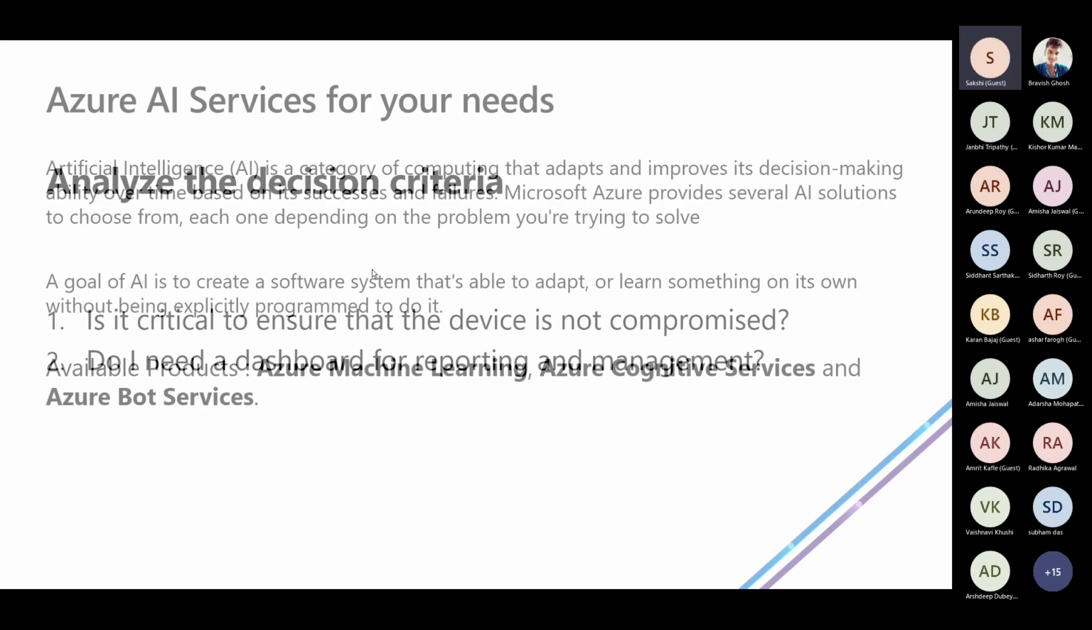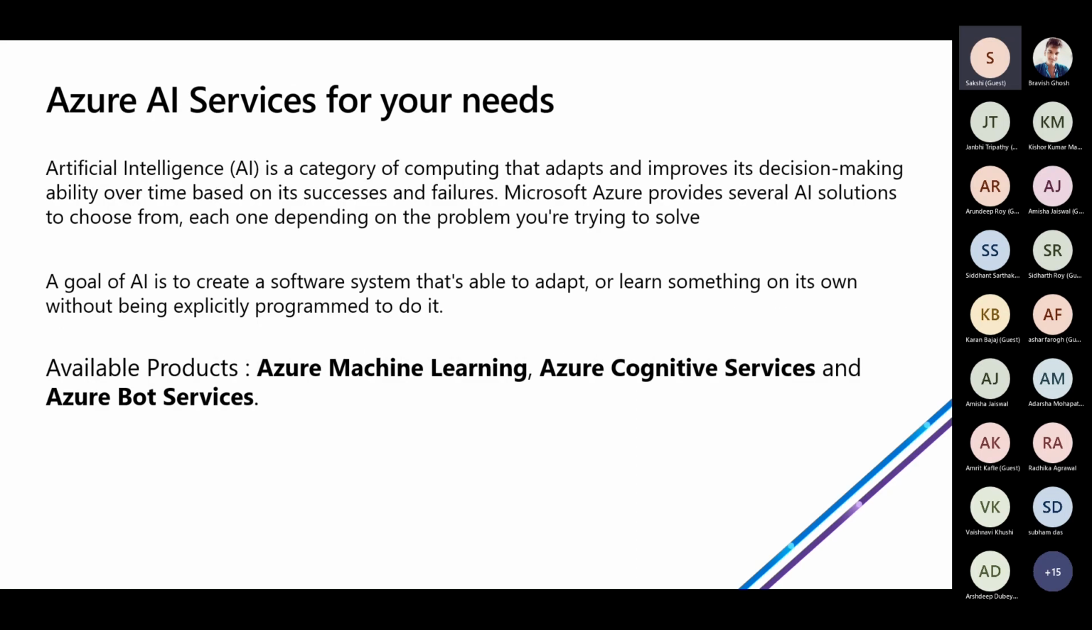Then we have the Azure AI services. What is AI? AI is a category of computing that adapts and improves its decision-making ability over time based on its successes and failures. Microsoft Azure provides several AI solutions to choose from, each one depending on the problem you're trying to solve. A goal of AI is to create a software system that's able to adapt or learn something on its own without being explicitly programmed to do it.